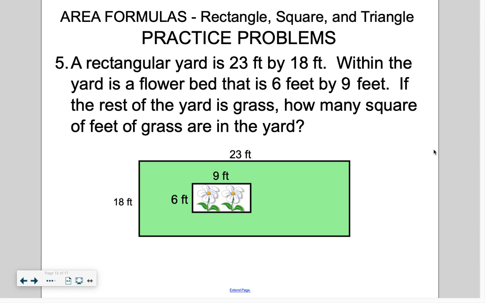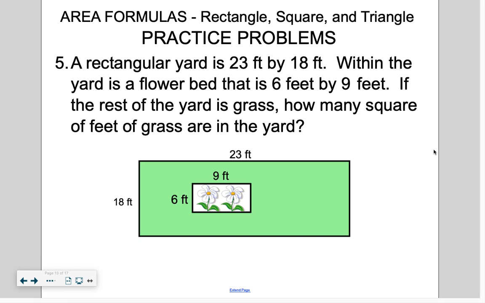Got the big backyard being 23 by 18, and I have the flower bed inside of it being 6 by 9, leaving us with all that green grass around the flower bed. As far as where you put the flower bed, it's really up to you. As long as you have it inside the rectangular yard, you've done your job. Whether it's dead center or in the corner, that's irrelevant. As long as you more or less have this picture, you're good to go.